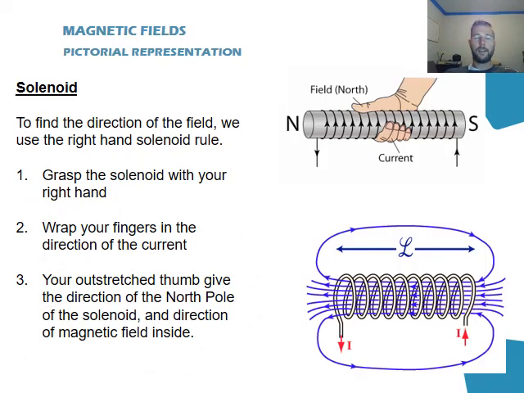Now we can find the direction of the magnetic field of a solenoid by using the right hand solenoid rule. So what we do, we grasp the solenoid in our right hand, wrap our fingers in the direction of the current, and our outstretched thumb gives us the direction of the north pole of the solenoid and the direction of the magnetic field inside. Now we note that the direction inside is actually from the south to the north. Outside we still have our magnetic loops.